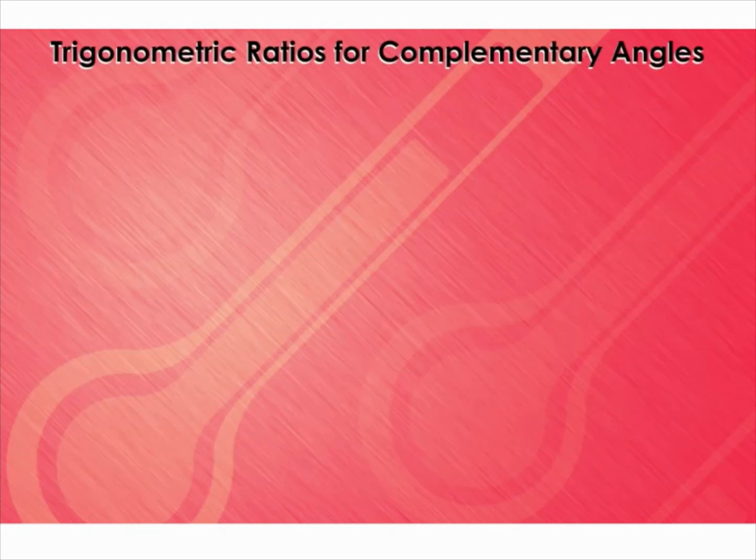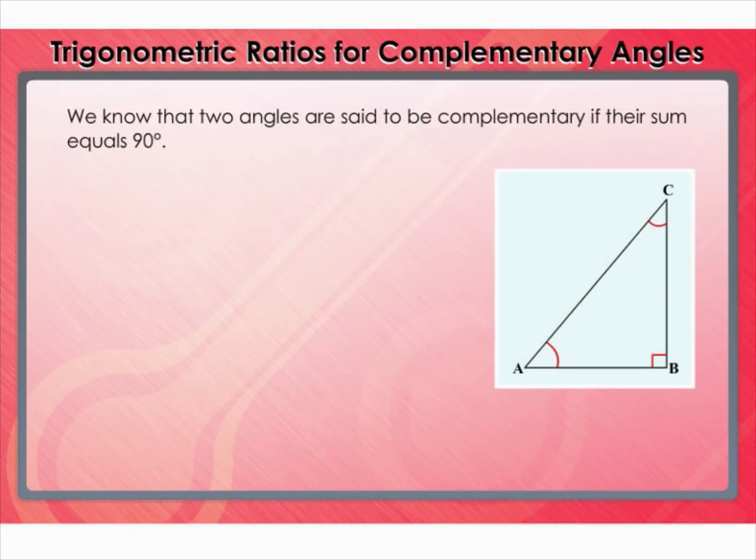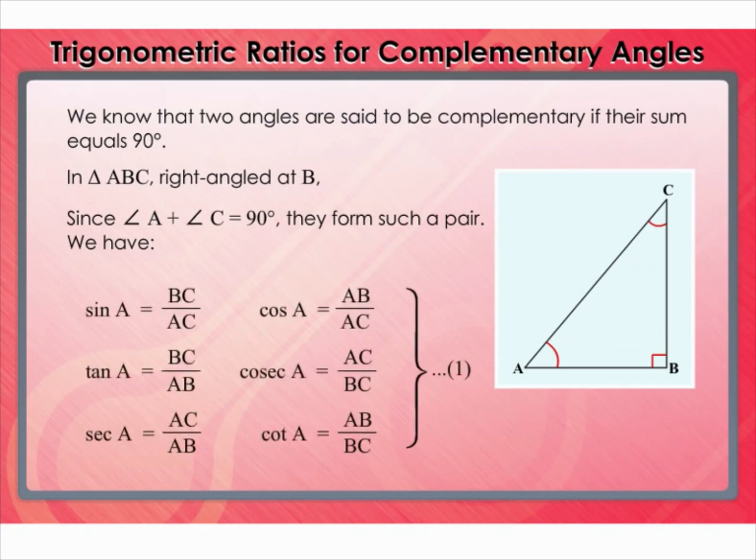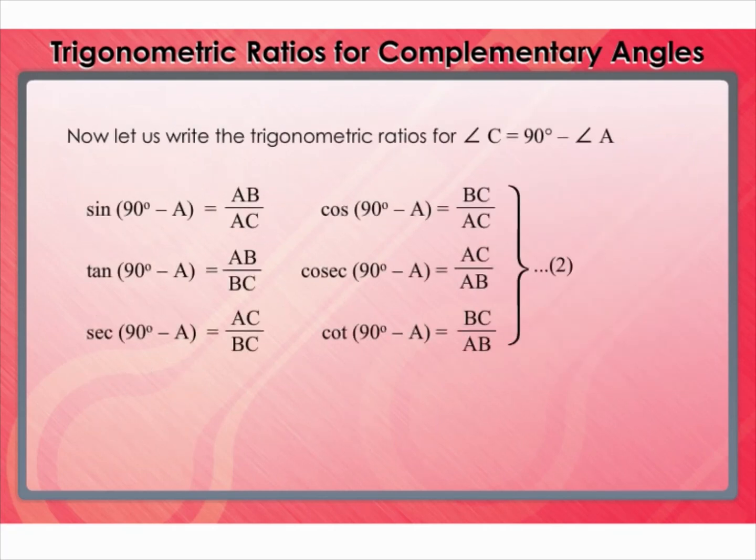Trigonometric ratios for complementary angles. We know that two angles are said to be complementary if their sum equals 90 degrees. In triangle ABC, right-angled at B, let's note down complementary angles. Since angle A plus angle C is equal to 90 degrees, they form such a pair. We have. Now let's write the trigonometric ratios for angle C is equal to 90 degrees minus angle A.